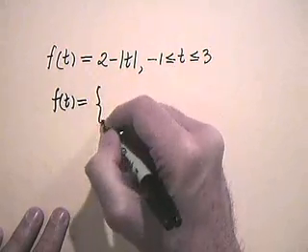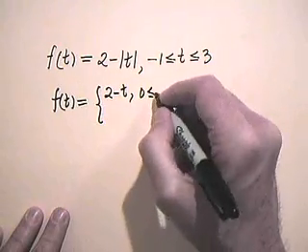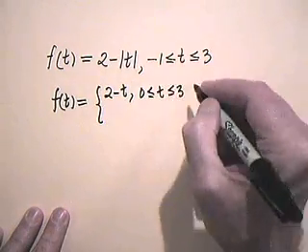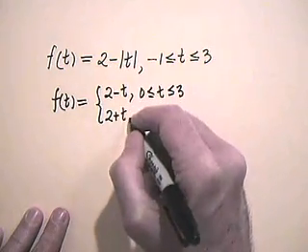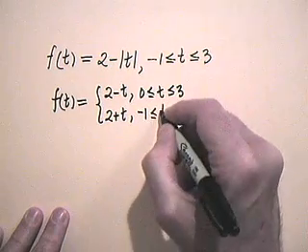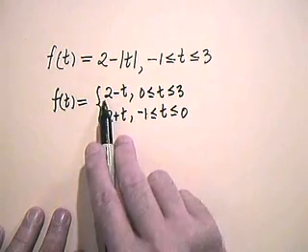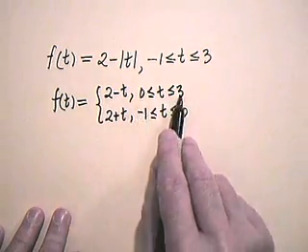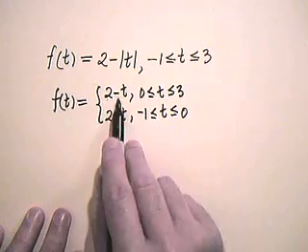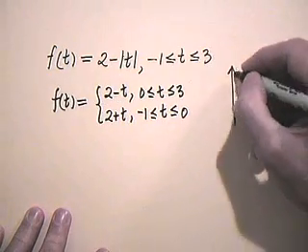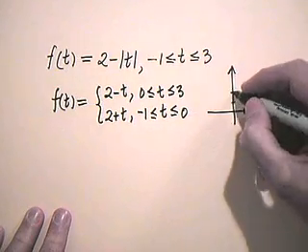F of t equals 2 minus t for 0 less than or equal to t less than or equal to 3, whereas it's 2 minus -t, which would be 2 plus t, for -1 less than or equal to t less than or equal to 0. When I write it like this, you see the expression that's valid in the interval 0 to 3 is an expression for a straight line with y-intercept 2 having slope -1. And so consequently, we can easily draw that graph.